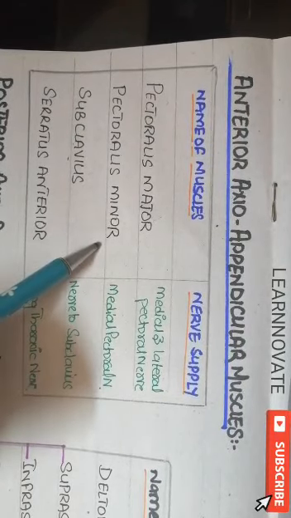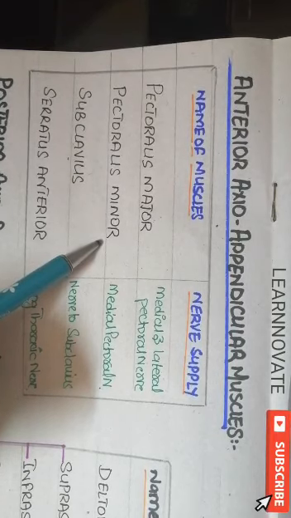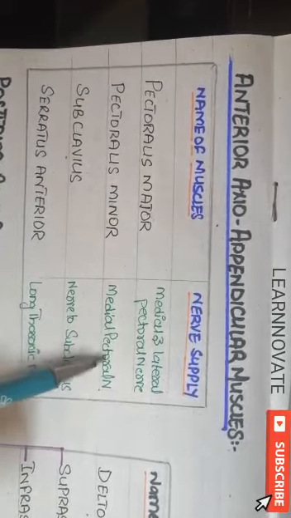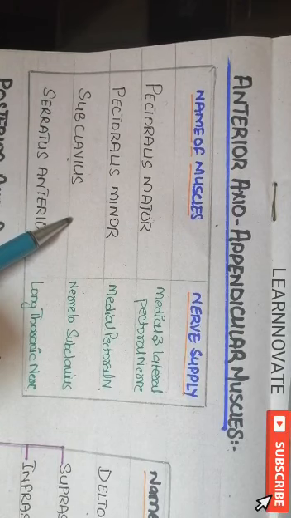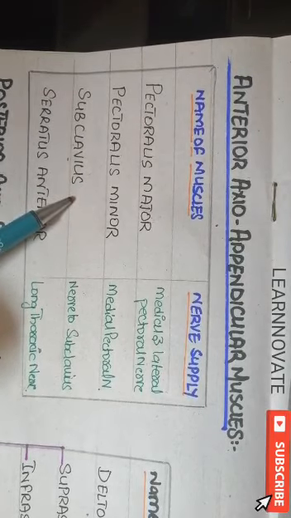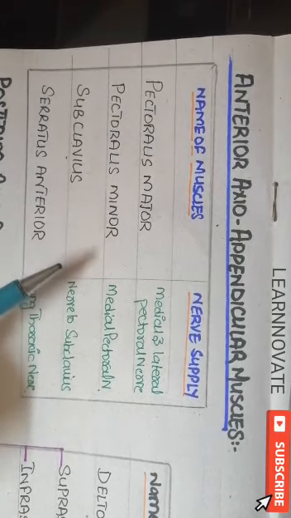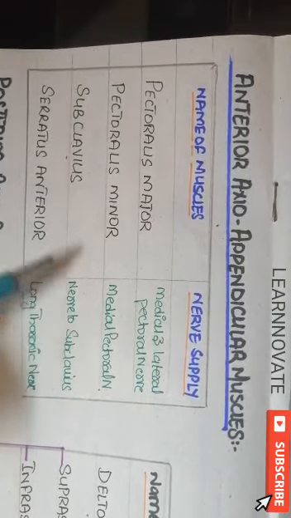Pectoralis minor is smaller than the pectoralis major and it is present below the pectoralis major. This minor is supplied from the medial pectoral nerve. The next is the subclavius. The subclavius, as the name suggests, is inferior to the clavicle bone, and its attachment to the clavicle causes depression of the clavicle. This subclavius is supplied by the nerve to the subclavius, a specialized nerve for that muscle.